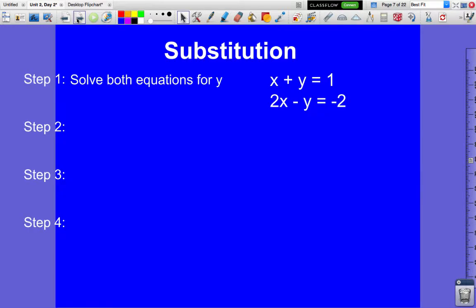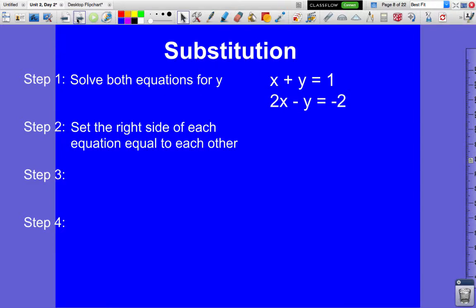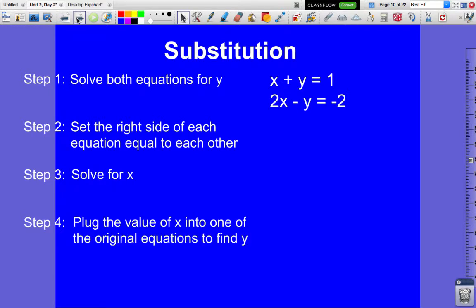Substitution involves the following steps. Solve both equations for y, which these are not. Set the right side of each equation equal to each other. Solve for x. And then plug in the value of x that you solved for into one of the original equations to find y.